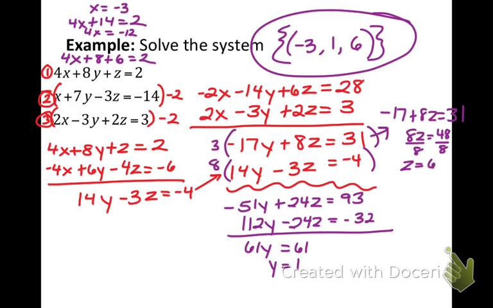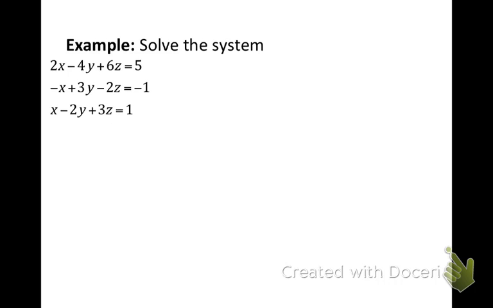All right, so 2x minus 4y plus 6z equals 5. Negative x plus 3y minus 2z equals negative 1. x minus 2y plus 3z equals 1. Now, whenever you have the special systems, these are going to be your best friends, because you get to a point where you realize you can't go any further because your variables have canceled out early on, so they're a lot less work. You don't have to go all the way through everything. I'm going to label them 1, 2, 3, so that when we're talking, we're all on the same page.